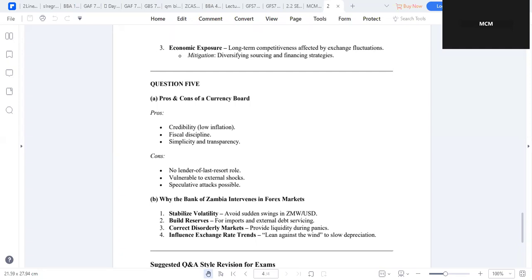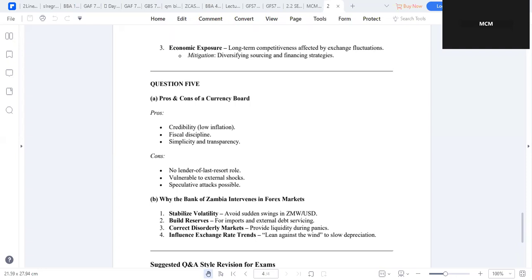So the advantages of such a board are credibility and low inflation. The currency board can enhance monetary credibility because it strictly limits the money supply expansion.